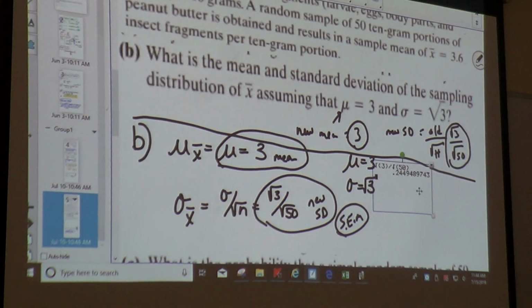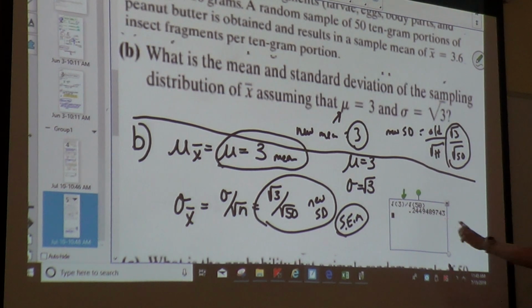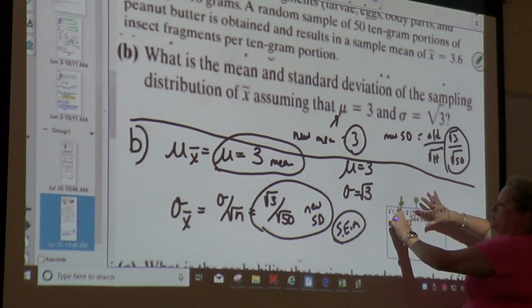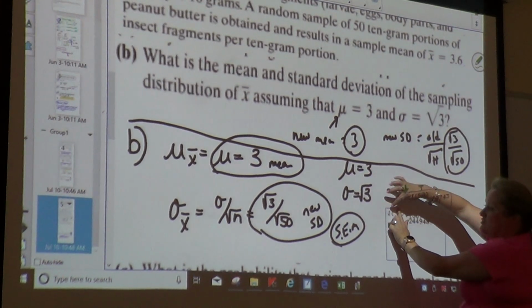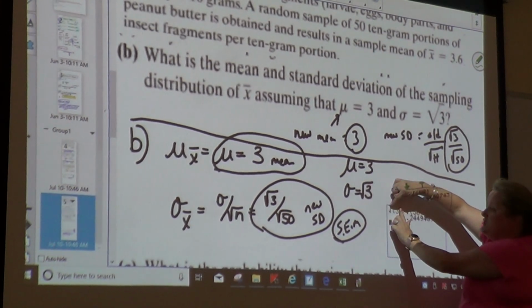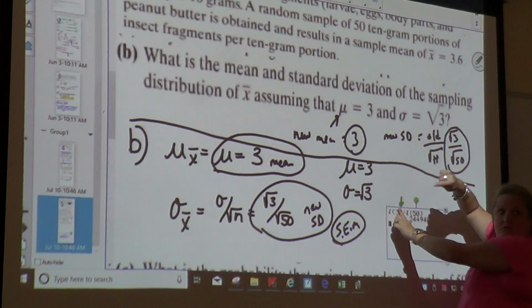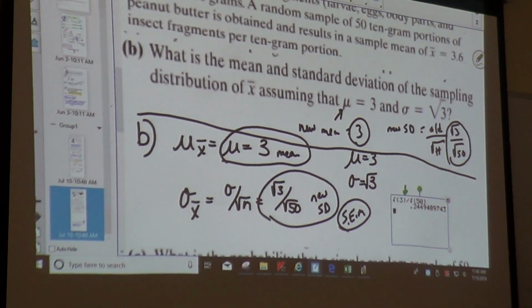So if I told you to type that in, a lot of people are going to miss that right there, because you're doing the square root of 3 only divided by the square root of 50 only. And if you didn't put that, then that means that you're putting all of this underneath that square root. So you're really doing the square root of the square root, which is going to give you a different answer.